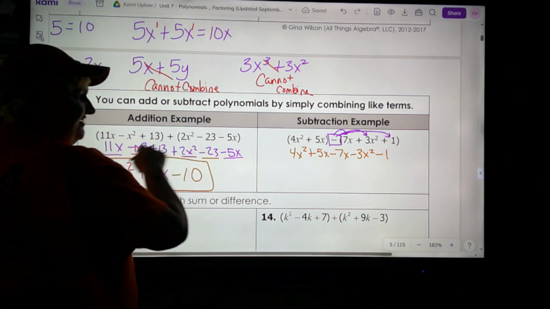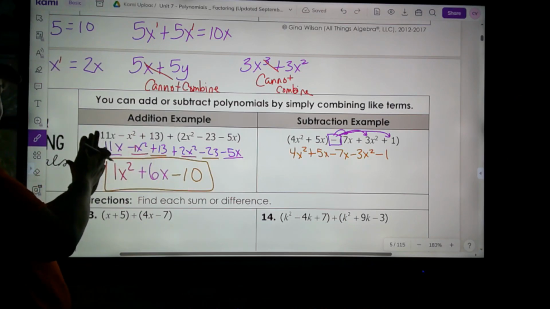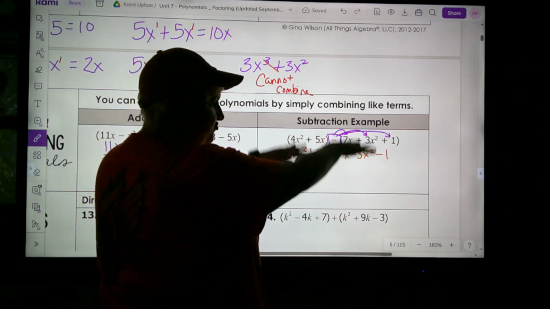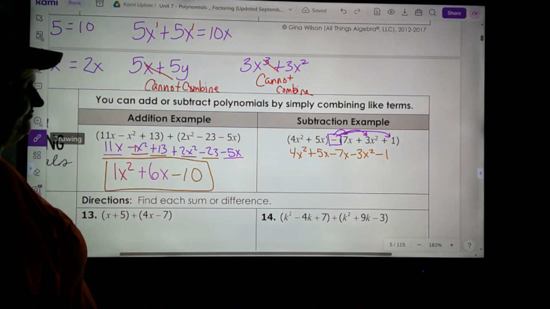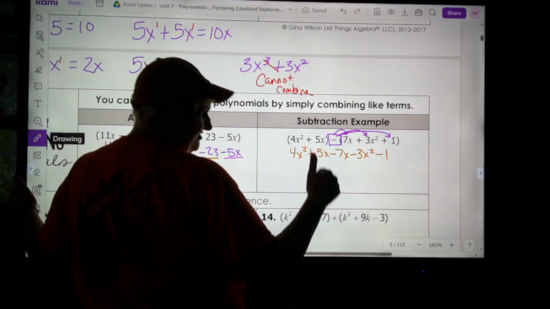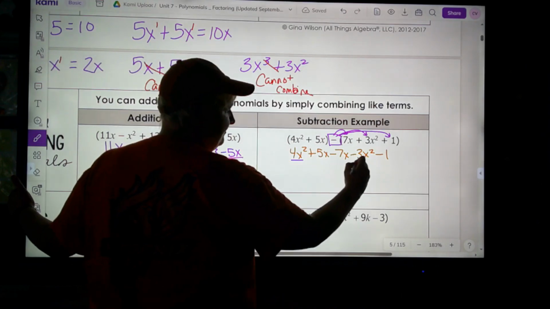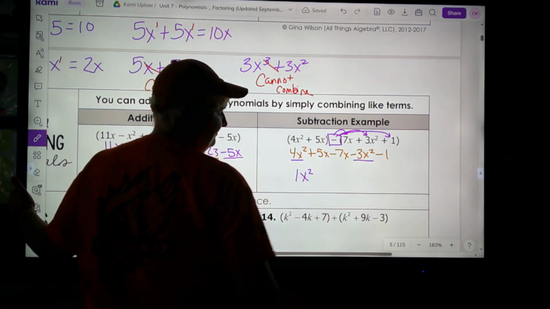This is the only difference. This one drops straight out of the parentheses, combine like terms. This one you have to distribute the negative sign, drop it out of the parentheses, combine like terms. That's the only difference. Right? All x's, so we're good. X squared, 4x squared minus 3x squared is 1x squared.